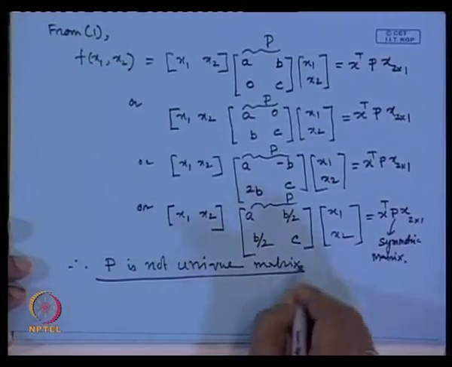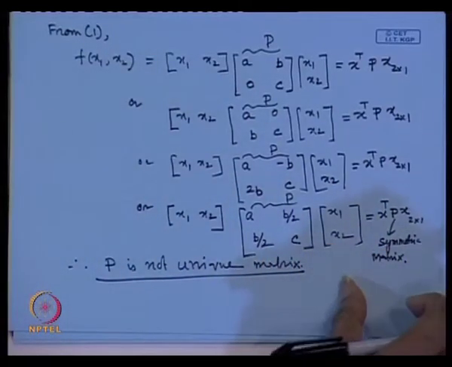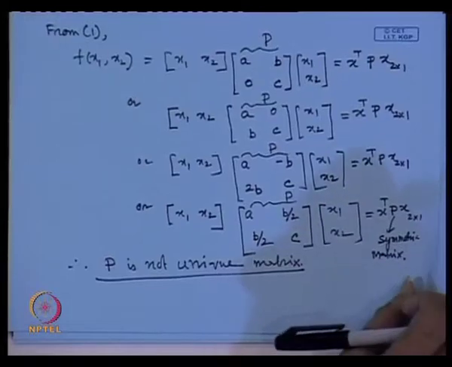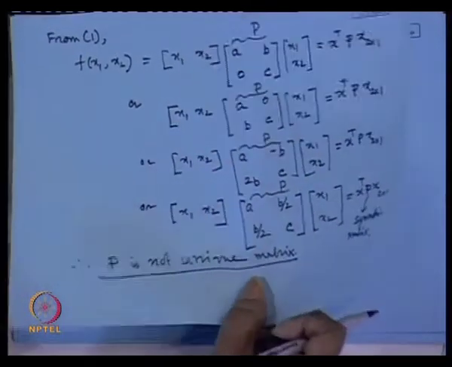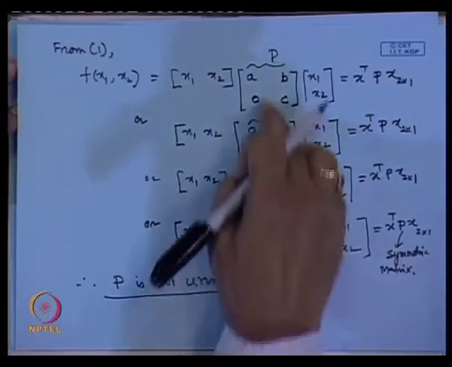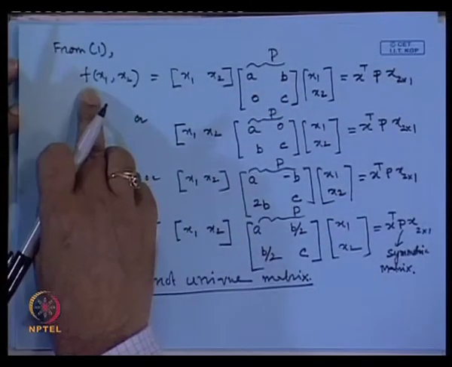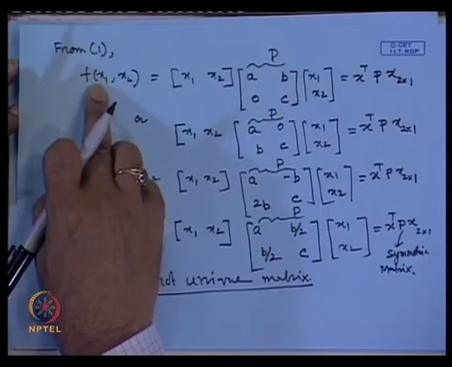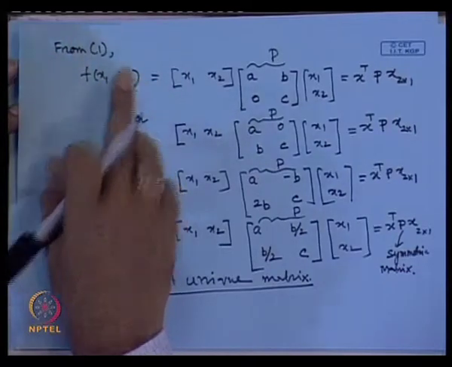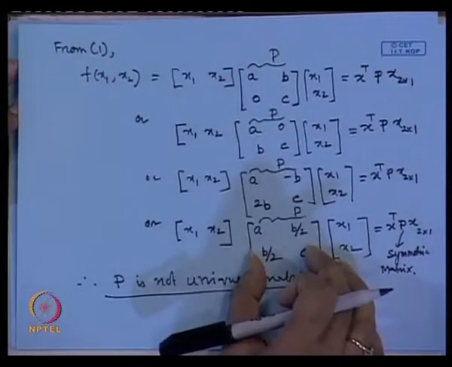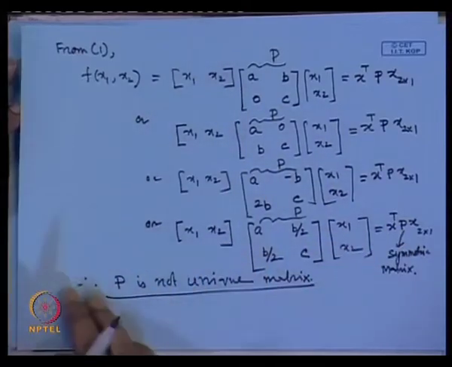Is not unique. So, let us say that in general we have seen that out of the 4 P matrices for this example, which will give exactly the same value of the expression of f of x 1 and x 2, out of these one, we have considered the symmetric matrix choice.